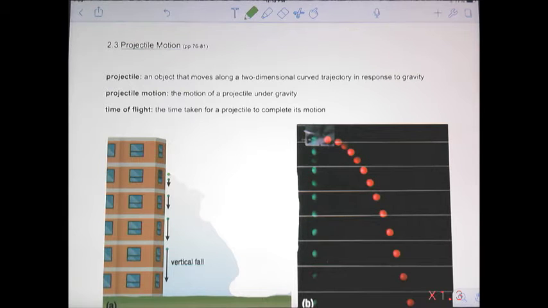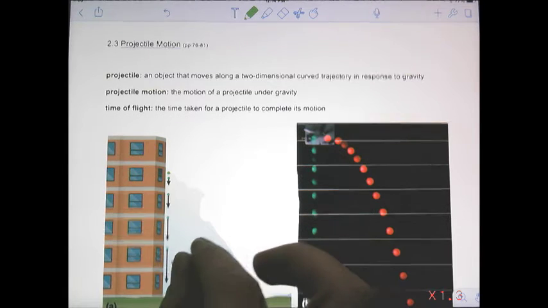Section 2.3, Projectile Motion. I want to start our discussion of projectile motion by looking at this picture here.